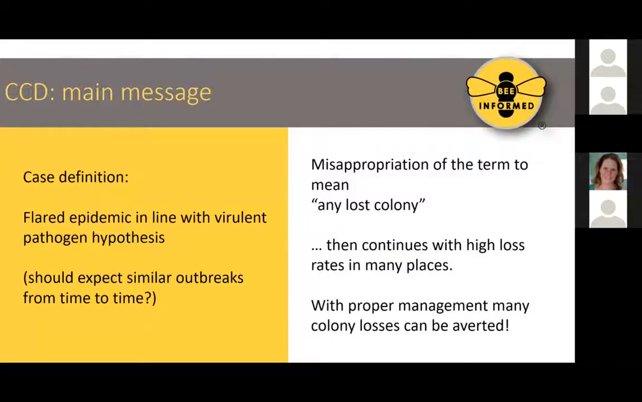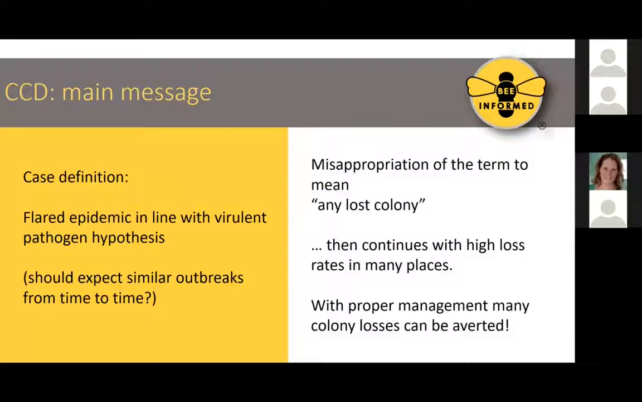So if you really follow the case definition, CCD is not around anymore. It was a flared epidemic. It is in line with the virulent pathogen hypothesis, though the original causal agent has not been identified. It is possible that it might flare back up from time to time. And if it does, we hope that the new molecular analysis will allow us to identify a causal agent this time around. But currently, it is not something that we see.